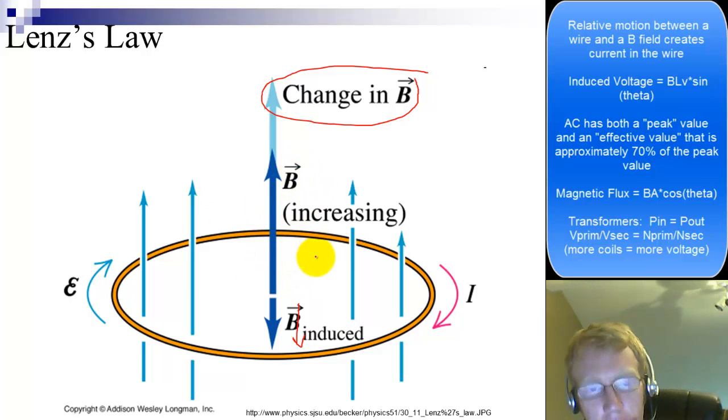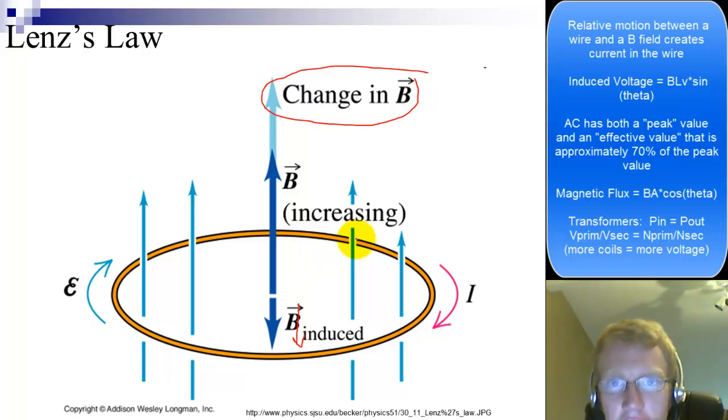I have, we can use any kind of big hula hoop or something like that to really visualize in which direction the current is going to flow around this loop. But again, just remember, the induced magnetic field opposes any changes in the current magnetic field. So it's trying to keep it stable.